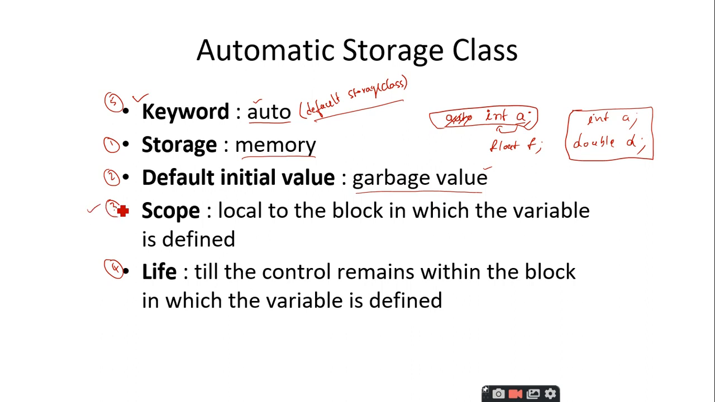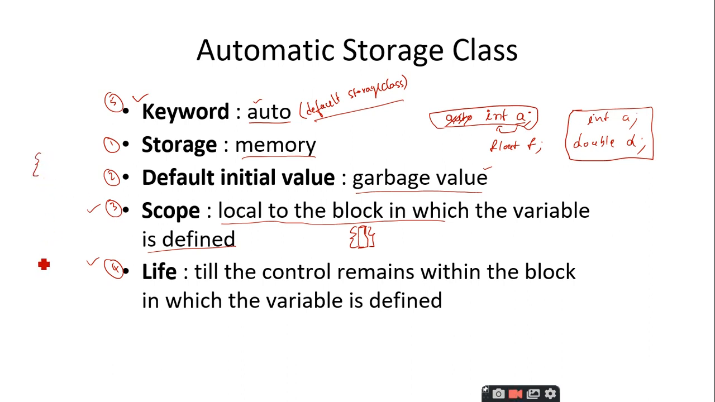Coming to the scope, it is local to the block in which the variable is defined. I told you a block is nothing but a pair of curly braces. When you declare a variable within these curly braces, the scope is within that particular block only, or within the nested blocks also, nothing wrong in it. And coming to the lifetime of automatic variables, the variable that is declared within the block will be alive up to that block only.